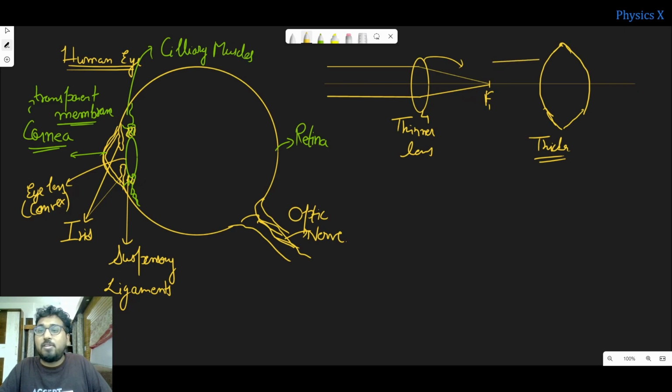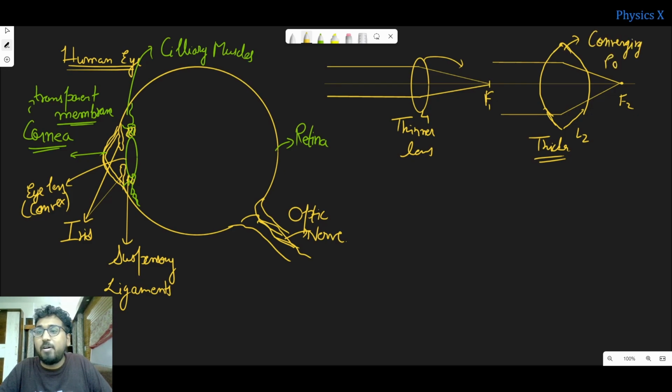Now if parallel lines are coming in the L2 case, since this is a thicker lens, the light travels for more time in this denser medium and the amount of bending will be more. If it bends with a larger angle, it will converge very quickly. So this will have more converging power.